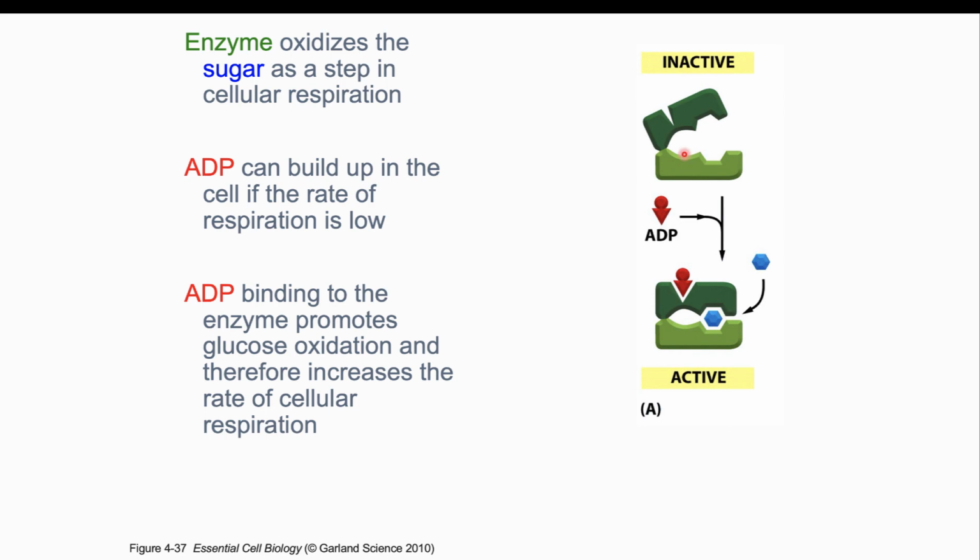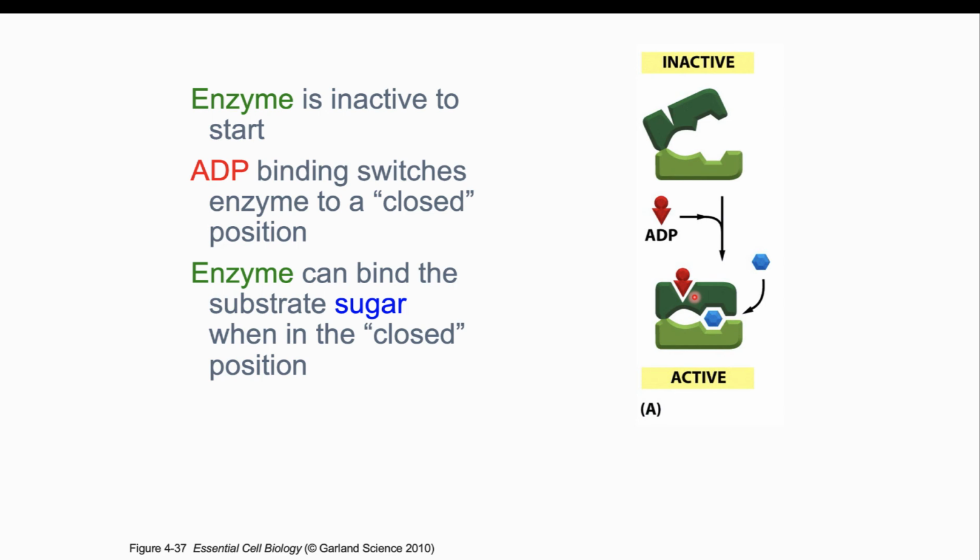In the absence of ADP, the enzyme is in an open and inactive shape. When ADP is present, the enzyme changes shape in a way that it is likely to bind the sugar, which is blue. So we're getting a switch from an inactive to an active form in the presence of the allosteric regulator. So this is kind of repeating that. The enzyme is inactive to start. ADP binding switches the enzyme to a closed or active position. The enzyme can bind the substrate in this closed position.